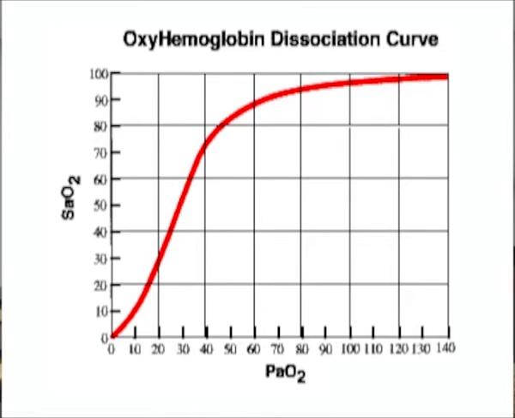The absorbed oxygen combines with respiratory pigments like hemoglobin, which increases the oxygen carrying capacity of the blood around 70 times. This oxyhemoglobin dissociates in the tissue cells to release the oxygen.